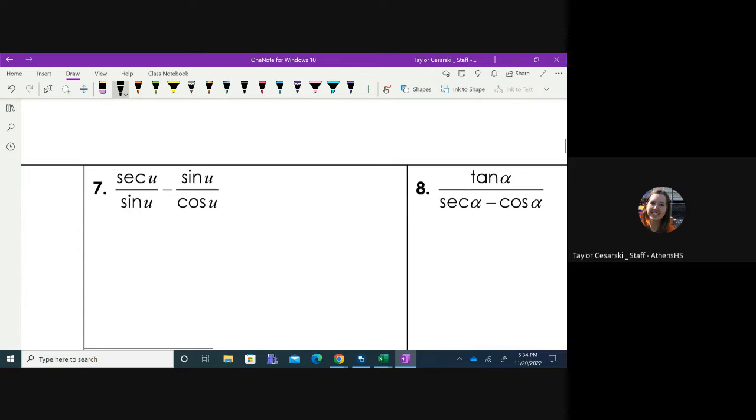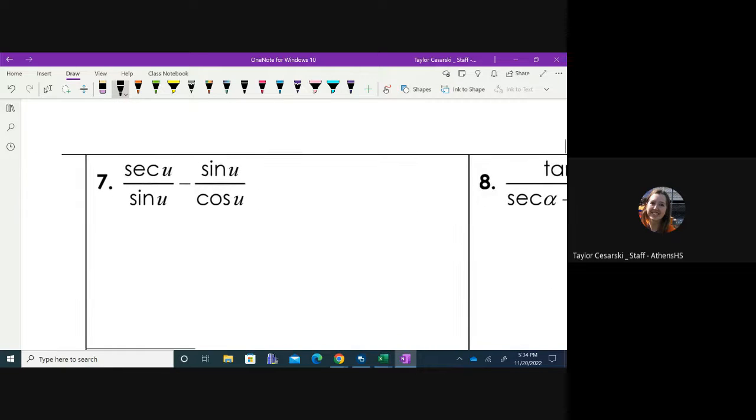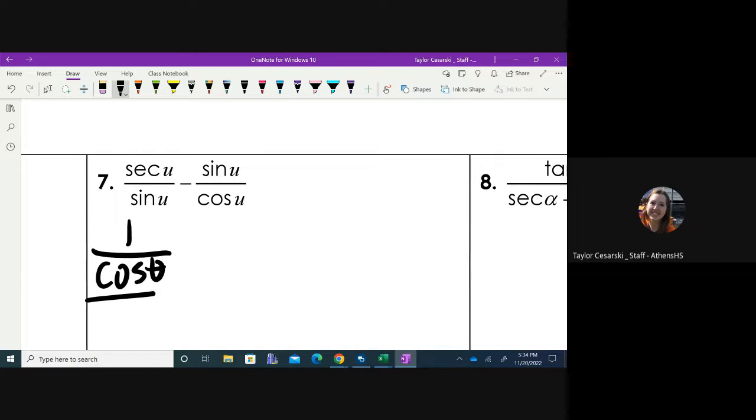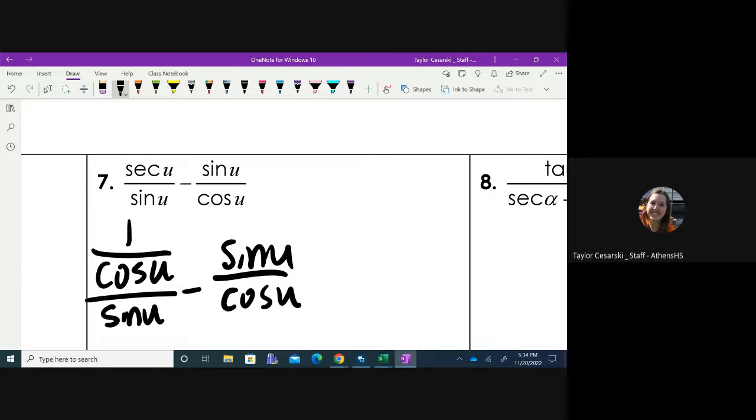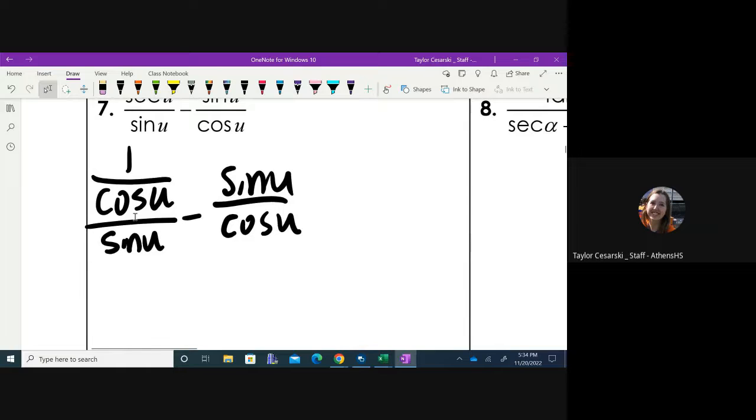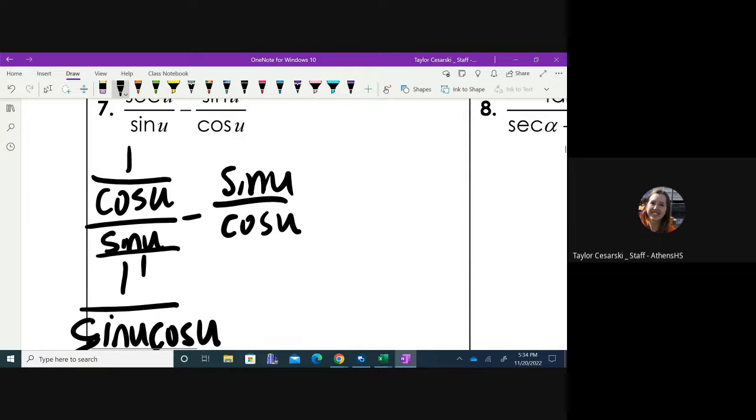All right, so let's look at the next one. On this one, I'm going to rewrite secant as 1 over cosine of theta over sine of theta, or I guess we're looking at u right here. Sorry about that. Minus sine u over cosine u. Well, 1 over cosine u divided by sine of u is just 1 over sine u cosine u. You could also think about it as keep change flip with sine of u over 1, which turns into multiplying by 1 over sine of u.